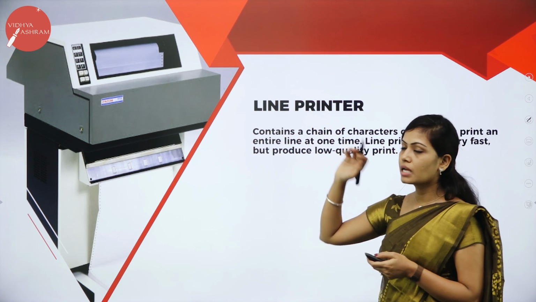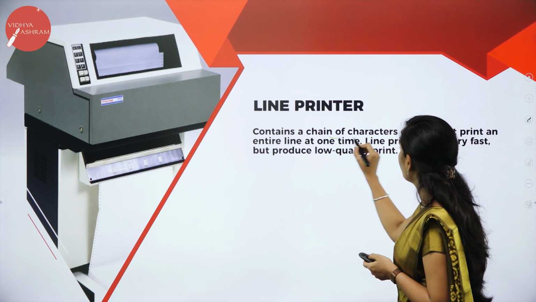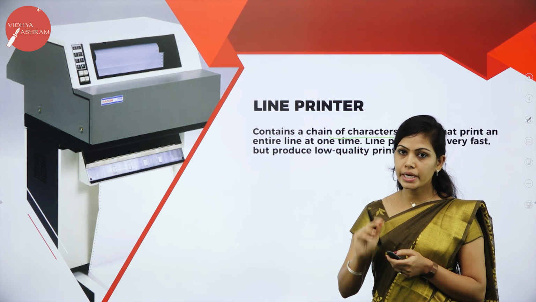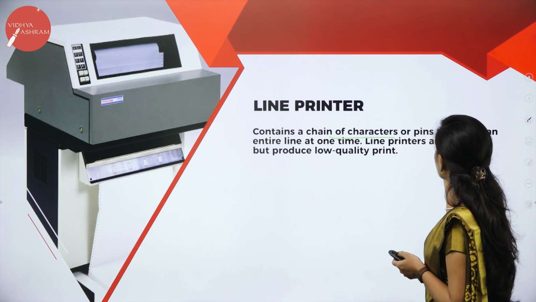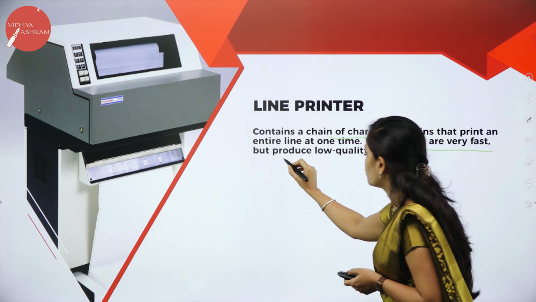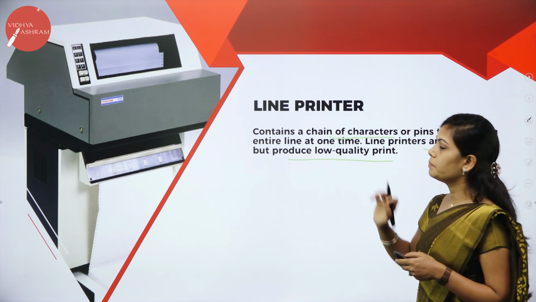So what is a line printer? A line printer contains a chain of characters and it can print an entire line at a time. Line printers are very fast and produce low quality print. This is called a line printer.